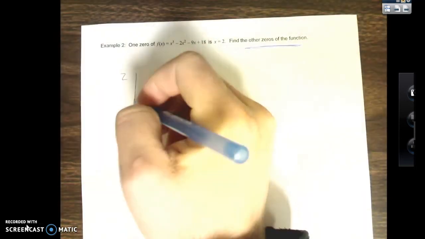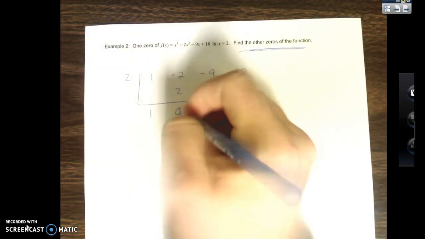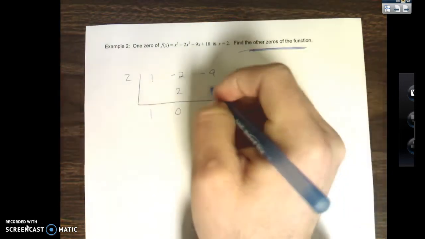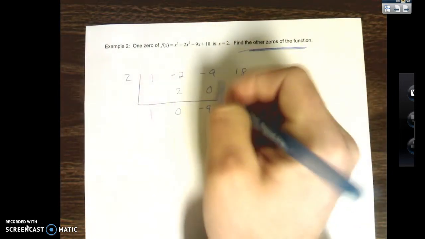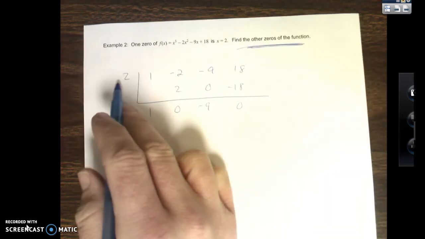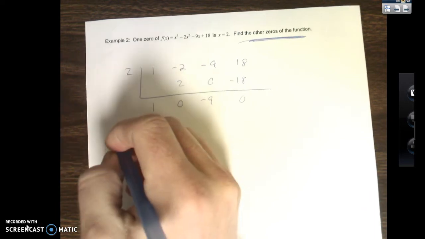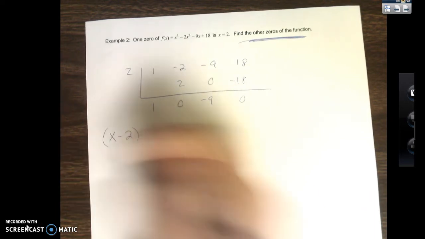Okay, so I'm going to put the 2 out here. I'm going to go ahead and do synthetic division. 1, -2, -9, 18. I'm just using the coefficients up here, okay? Bring the 1 down, multiply. Ooh, 0. 2 times 0 is 0. -9, if I add them, multiply -18. Uh-oh. Well, let's take a look at this. My answer here is x equals 2. But if I write that as a binomial, it's x minus 2.